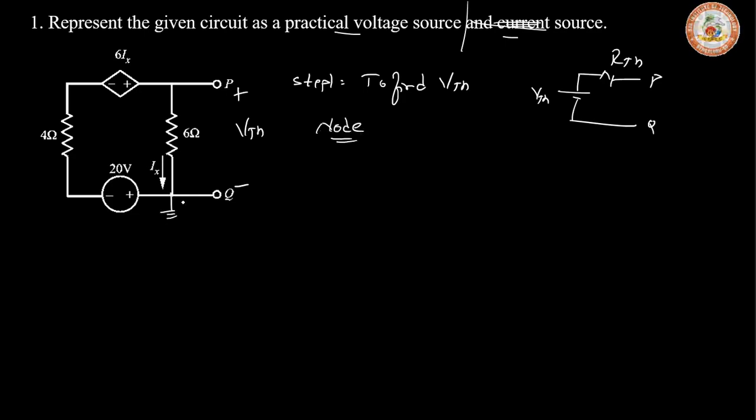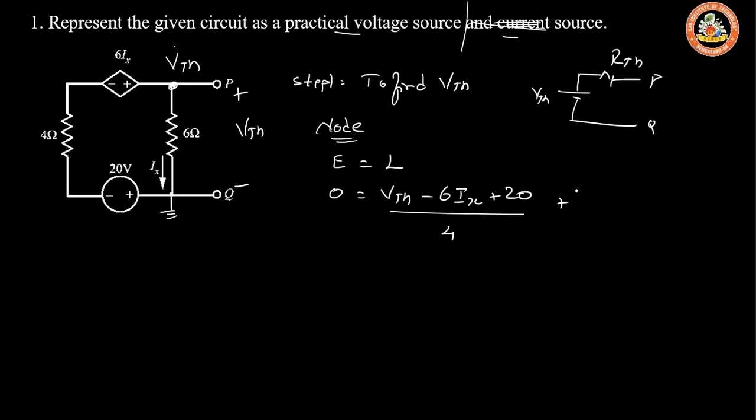Taking this as ground and this voltage directly as VTH, as we know the voltage across 6 is VTH. So I'm coining this as VTH, as the junction voltage is VTH, not anything else. We have two branches at VTH. We know current entering is equal to current leaving, and none of the currents are entering, so all the currents are leaving. Thus (VTH minus 6Ix plus 20) divided by 4 plus VTH divided by 6.